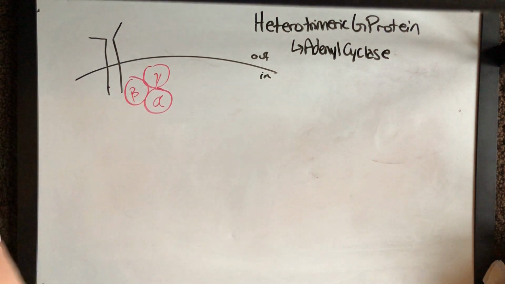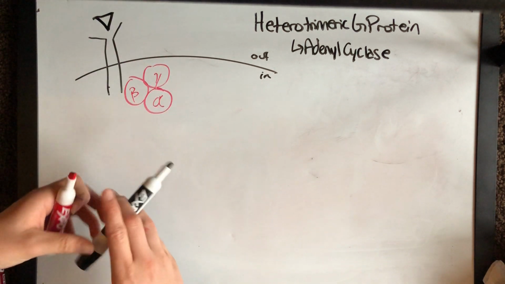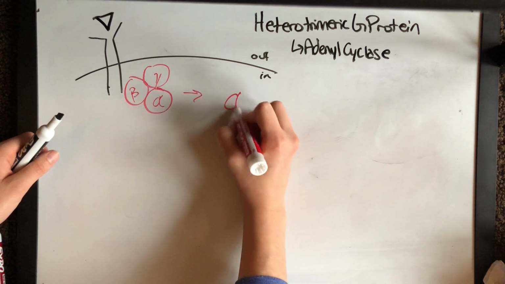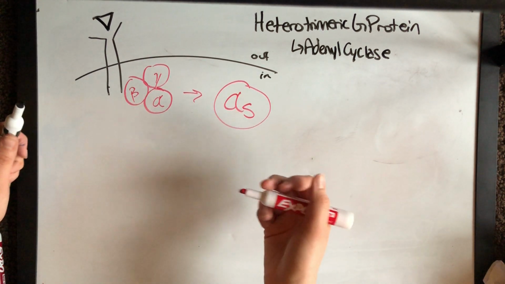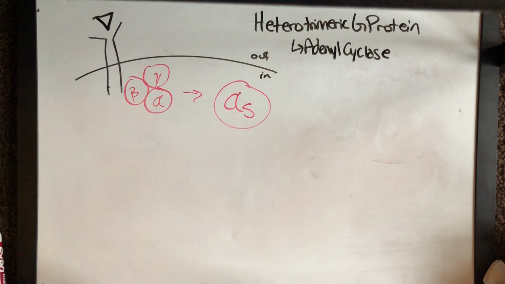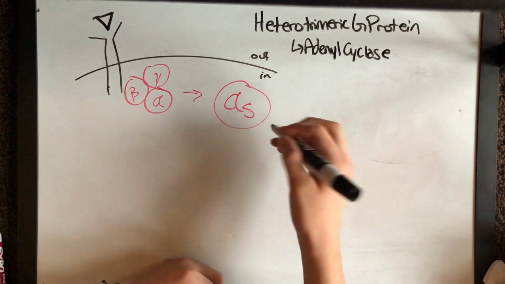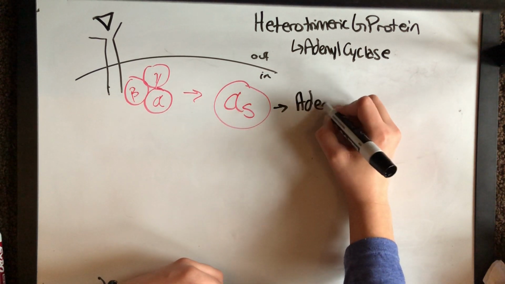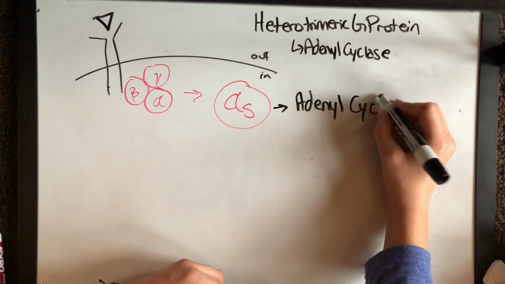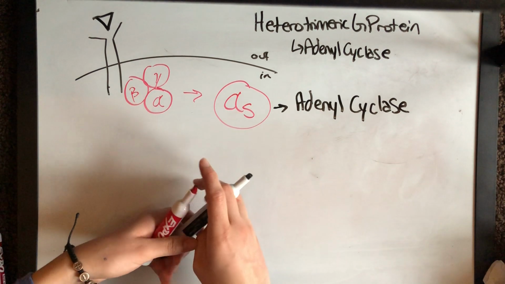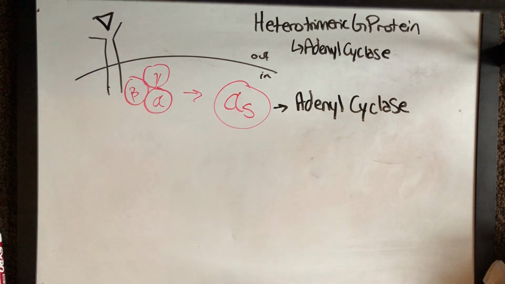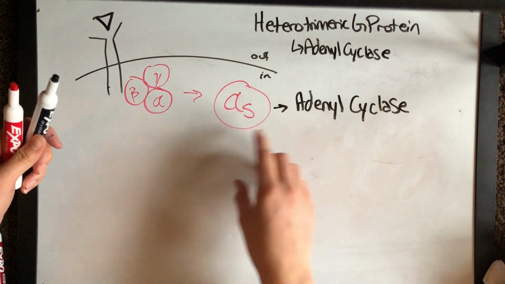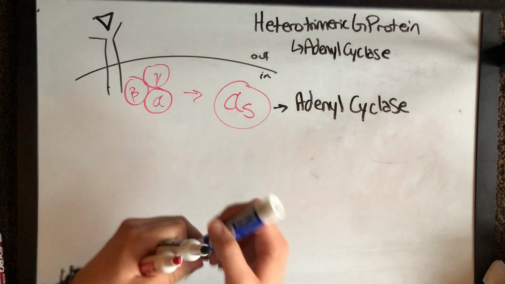So when something binds up to our receptor, that causes alpha S to dissociate. Alpha S is going to come and activate adenylyl cyclase, which is an enzyme. Okay, so we activated adenylyl cyclase. So adenylyl cyclase is going to help us do this next step.